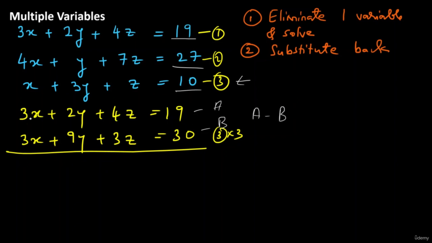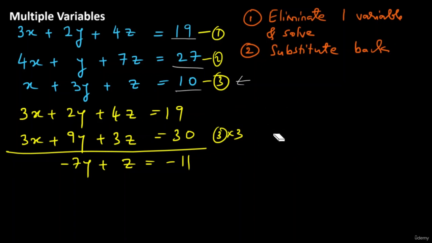So that gives you 3x minus 3x, which is equal to 0. So we have successfully eliminated x. Now over here we have 2y minus 9y, which is minus 7y, and 4z minus 3z is z, is equal to 19 minus 30, which is equal to minus 11. Alright, let's proceed.